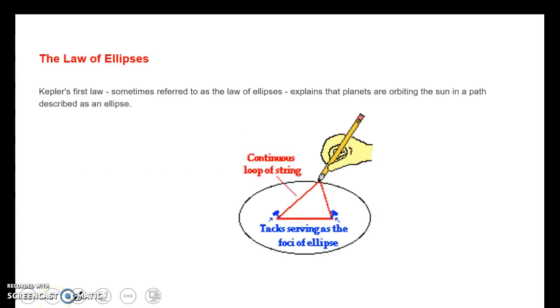The Law of Ellipses is pretty simple. If we want to draw an ellipse, we would just take two thumbtacks, and they would be the foci of an ellipse, and each ellipse has two foci. And then we would take a string and draw a loop using that string. That would show us what an ellipse is. That explains the planets, and that's something we'll try to do in lab.